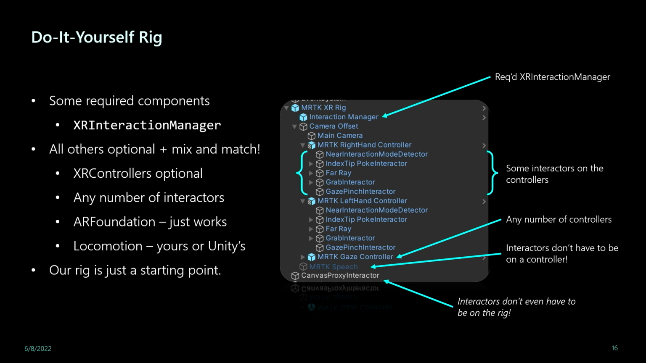In addition, you can add things like AR Foundation to your rig and it just works, which is pretty cool. The other cool thing is locomotion, right? So XRI ships with some great locomotion systems out of the box. So you can actually just add a character controller and the XRI locomotion providers to this, and it doesn't actually need any MRTK code to work. It just does what you would expect.